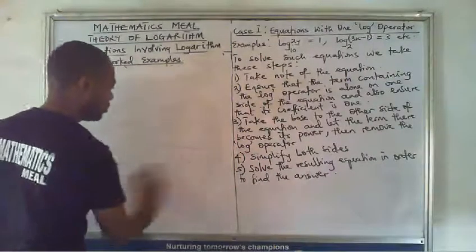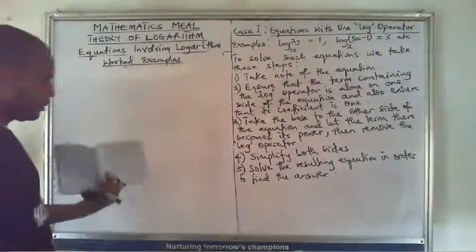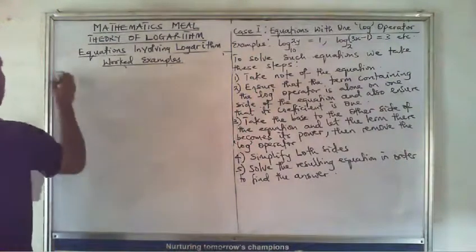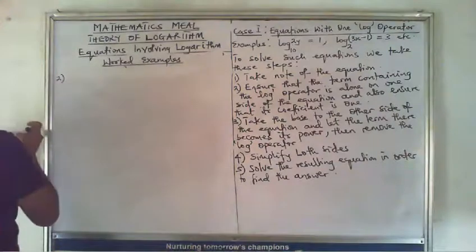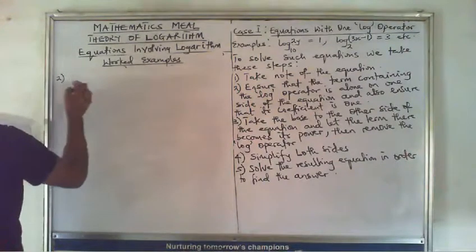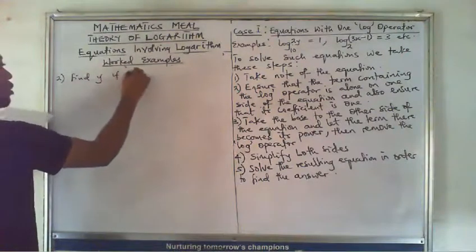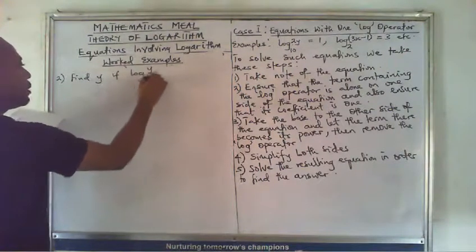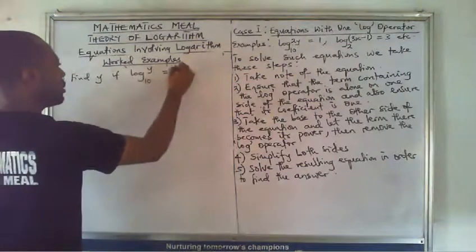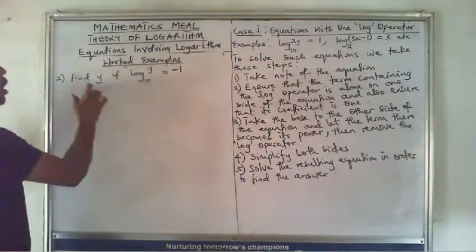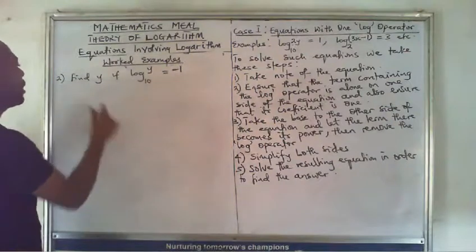Question 2. Let's say, a very simple one. Find y if log y in base 10 is minus 1. Very simple one indeed. Find y if log y in base 10 is minus 1.